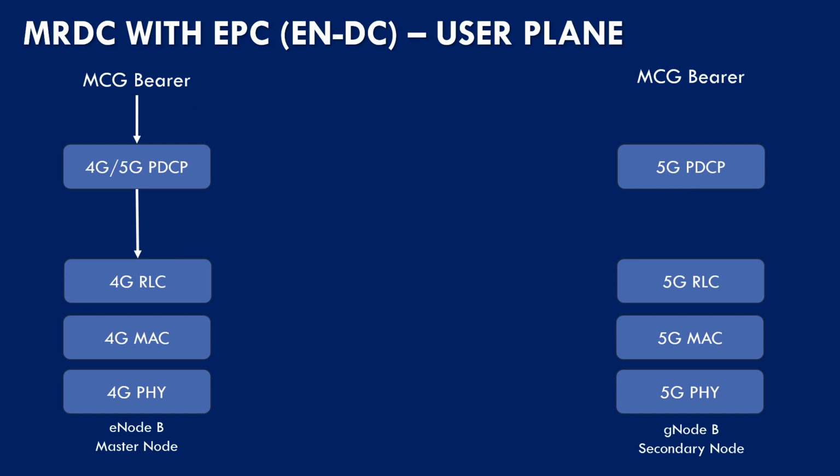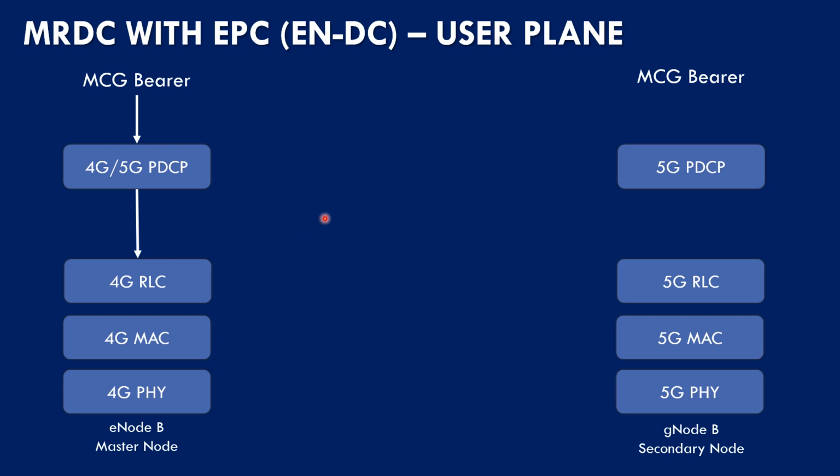Now, how can we recognize whether a bearer is an MCG or SCG bearer? An MCG bearer can be recognized using RLC, which means the type of bearer can be recognized by seeing where the RLC is located for that bearer. So for this bearer, RLC is in MCG. So this bearer is an MCG bearer.